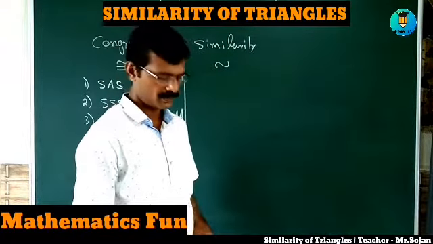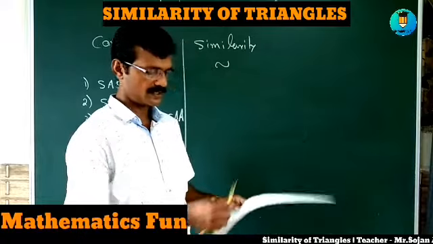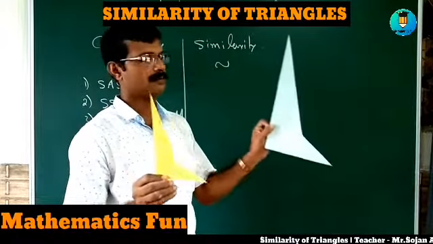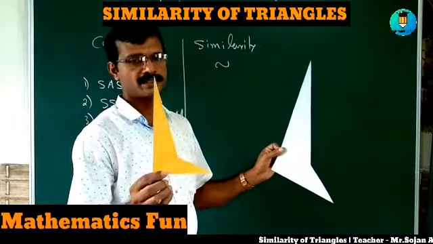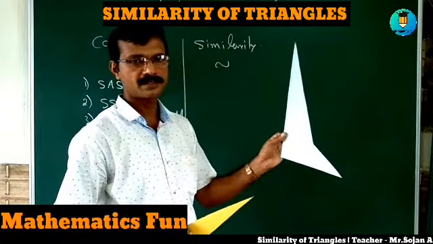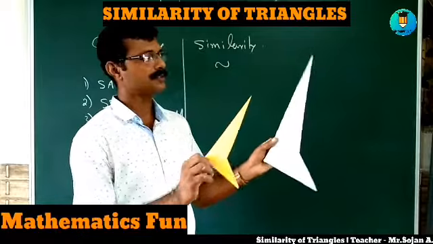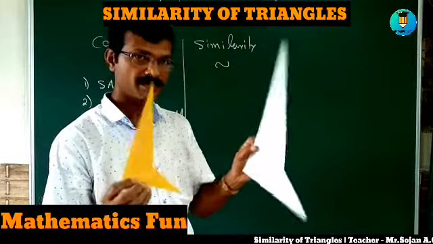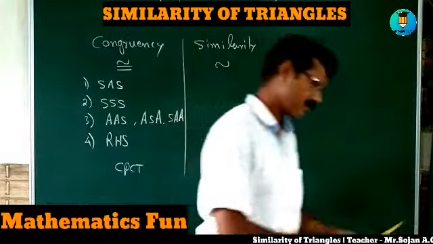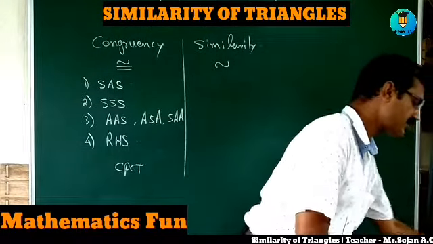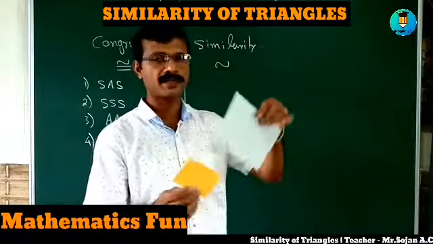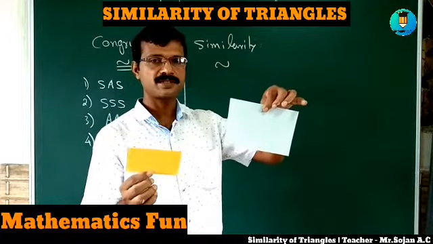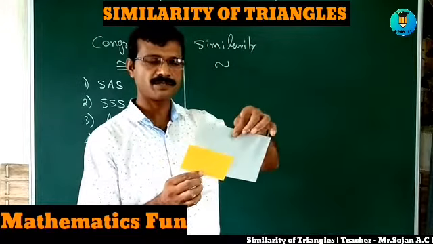Or take circles with different radii, they are similar figures. If you see these two figures, both are of the same shape but the size is different. It's an enlarged copy, so these two are similar figures. Another example: I made two rectangles, and this is the enlarged form, so it is an example of similar figures.